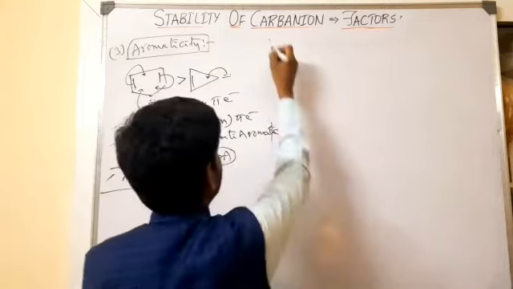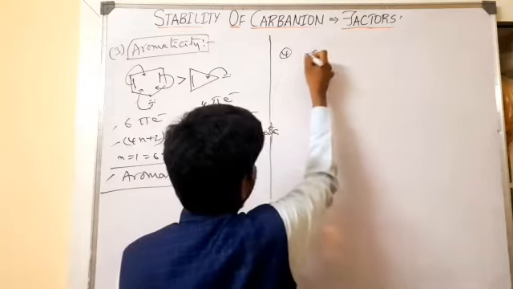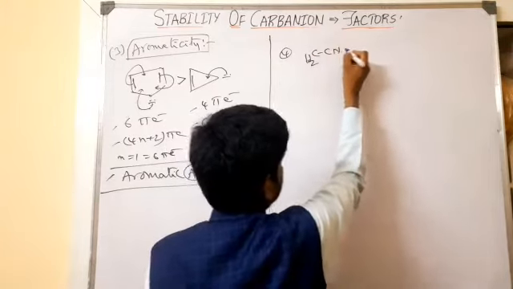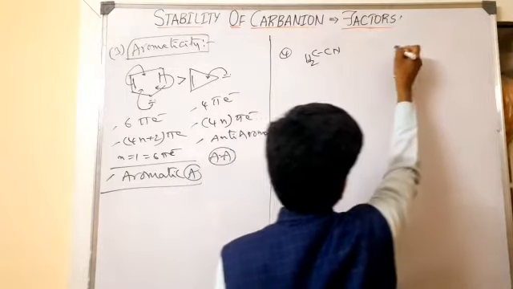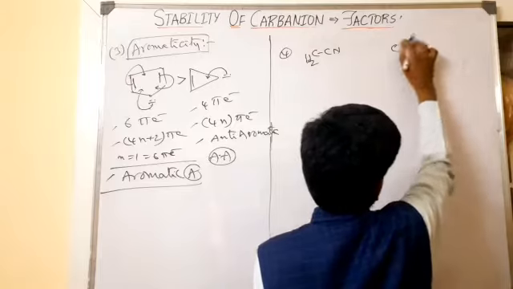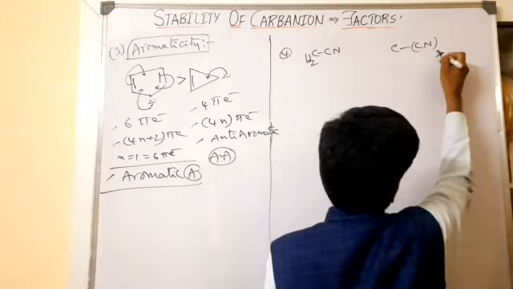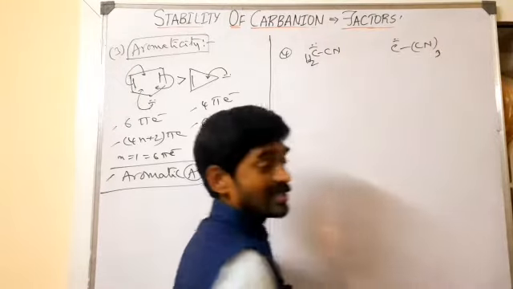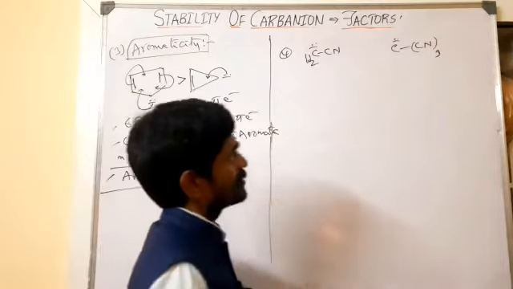In this case, I am taking CH2CN, and another molecule is C(CN)3, with CN taken thrice. Here negative charge is there, and here also negative charge is there. This is a previous year question, or a favorite question. So which is more stable here?